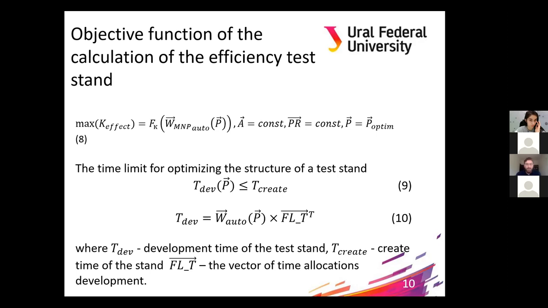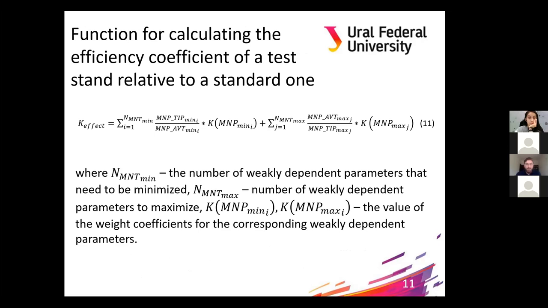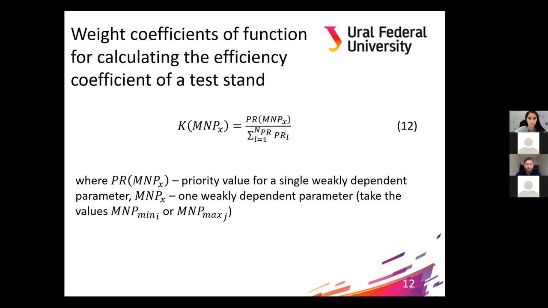The function for calculating the efficiency coefficient of a test stand relative to a standard one, where MNT min means the number of weakly dependent parameters that need to be minimized, and MNT max the number of weakly dependent parameters to maximize, and the functions K MNP min and K MNP max are the values of the weight coefficients for the corresponding weakly dependent parameters. The weight coefficients of the function for calculating the efficiency coefficient of the test stands are determined by formula 12, where PR and PX are the priority values for a single weakly dependent parameter, and MNP is one weakly dependent parameter.